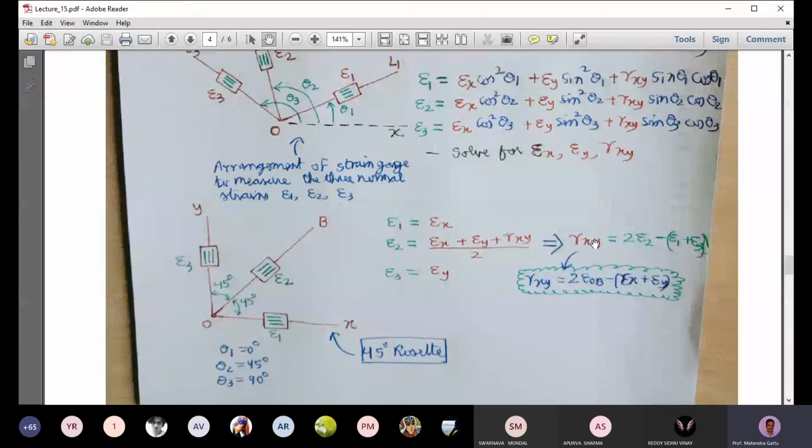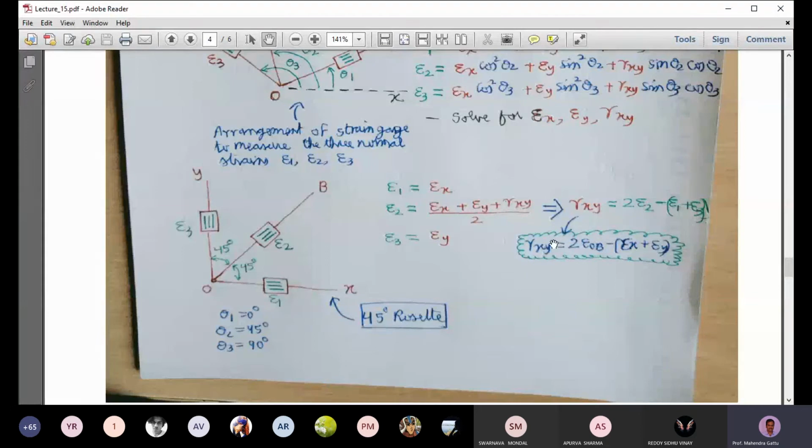This formula we had derived in yesterday's class for the shear strain: gamma xy is 2 epsilon b minus epsilon x plus epsilon a. So twice the strain measured along the OB direction, the bisector, minus the sum of the strains along the x and y directions will give the shear strain. This is one way to calculate it, where the angles are at 45 degrees. So this is a 45-degree strain rosette.